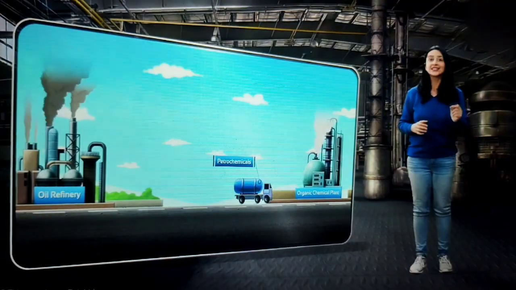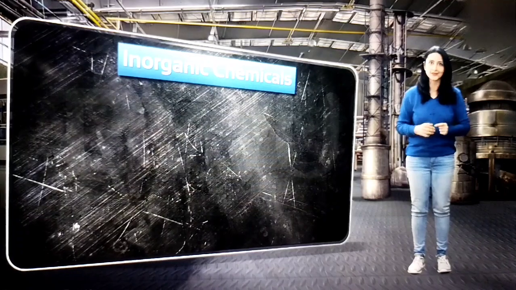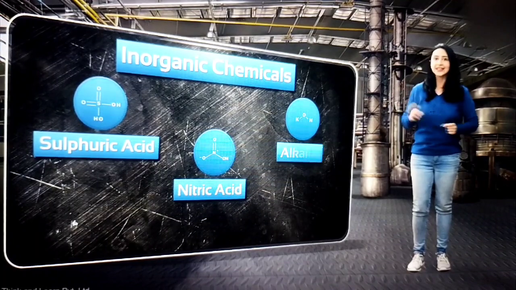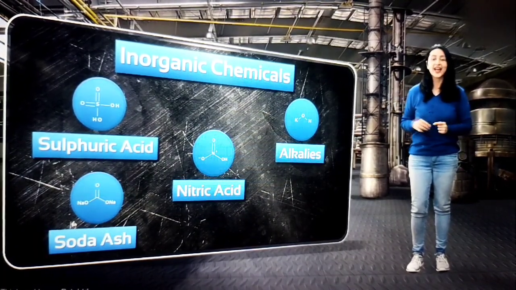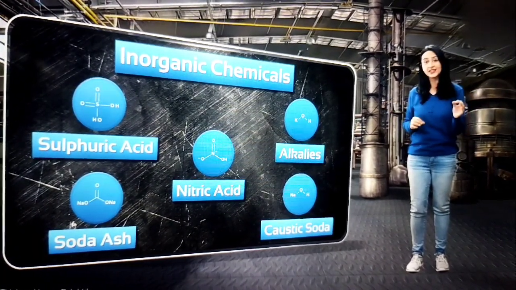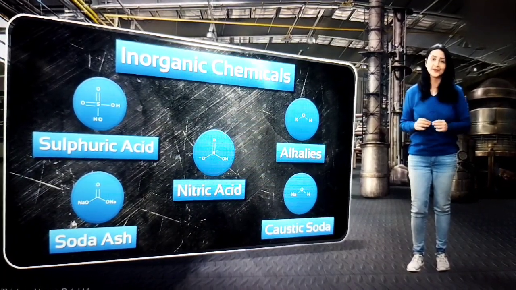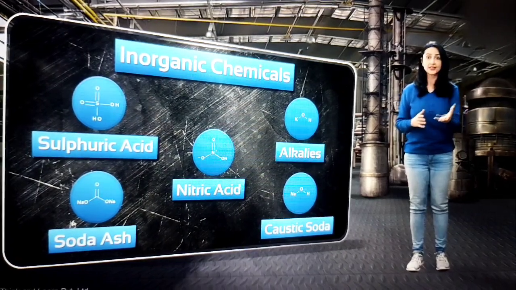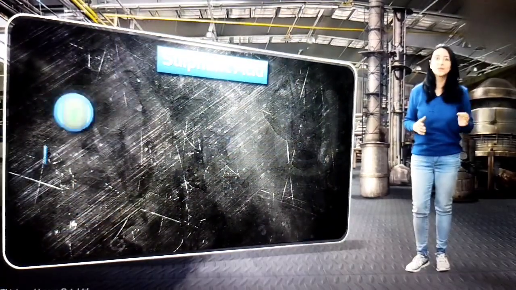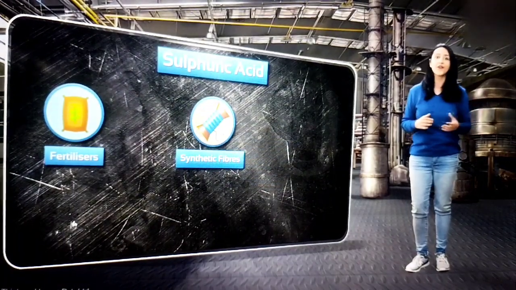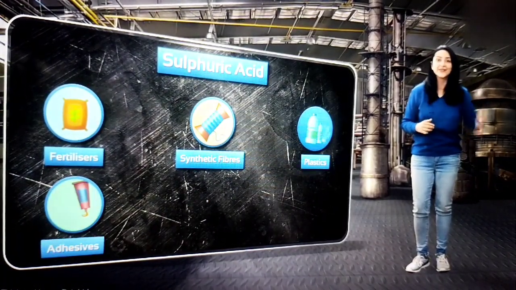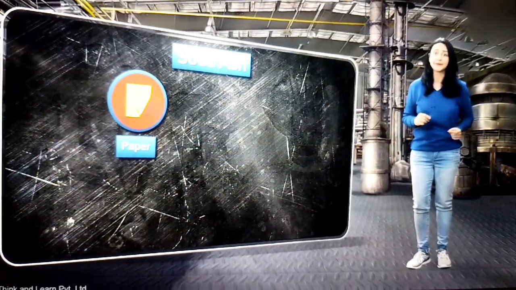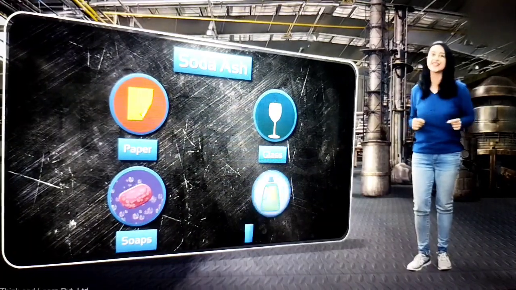Moving on, let's discuss some of the inorganic chemicals. Sulfuric acid, nitric acid, alkalis, soda ash, and caustic soda are some examples of inorganic chemicals. These chemicals have many varied applications. For instance, sulfuric acid is used in making fertilizers, synthetic fibers, plastics, adhesives, paints, and dyes. Soda ash is used to make paper, glass, soaps, and detergents.